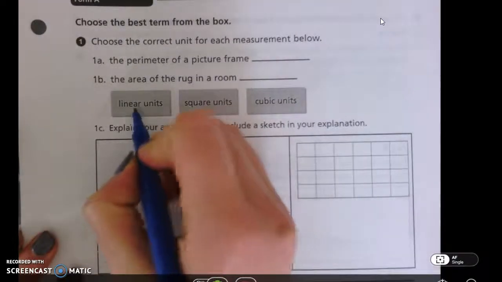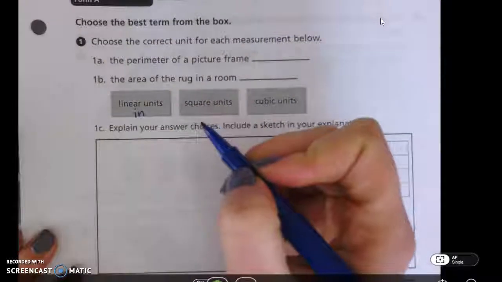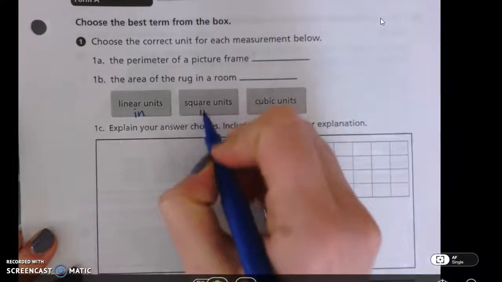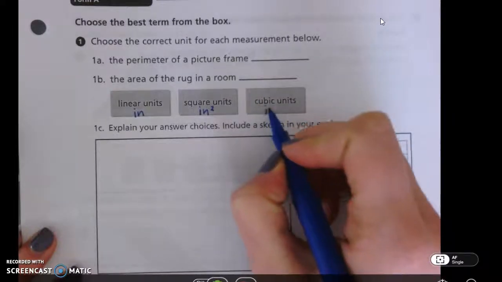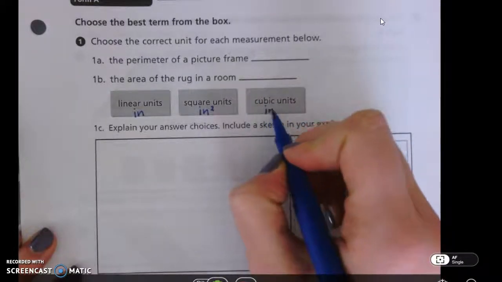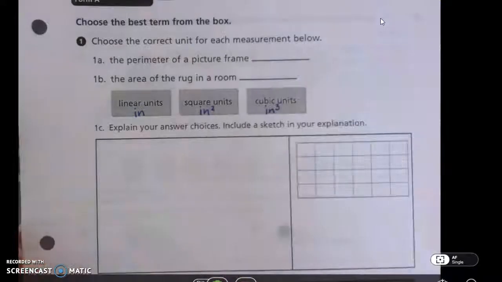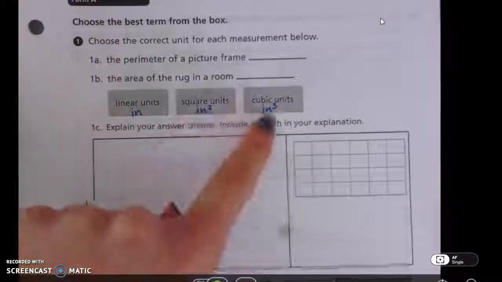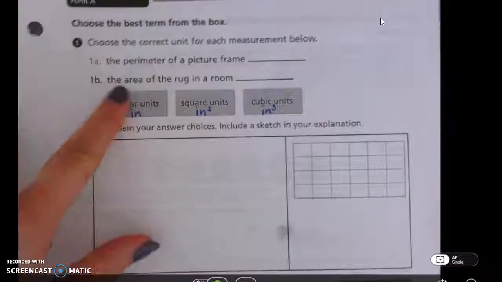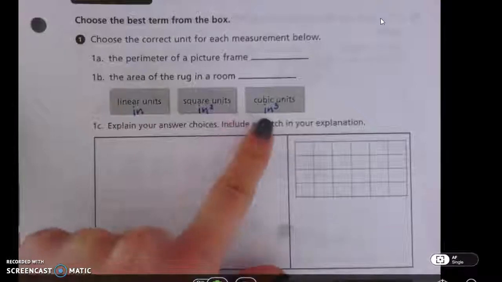That's like inches. Square units, inches squared. And cubic units is inches cubed. Add that in. That's what I'm asking for. So when you're finding the perimeter of a picture frame, which one do we use? When I'm finding the area of a rug, which one am I using?